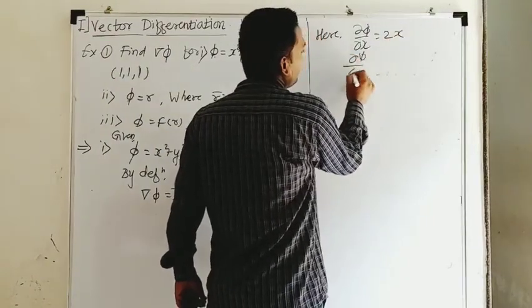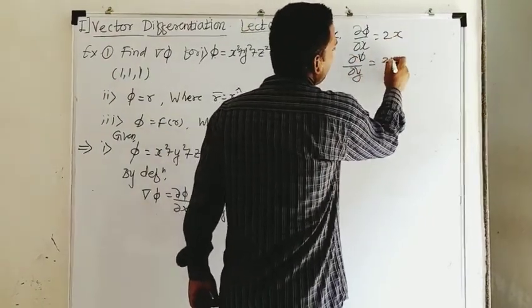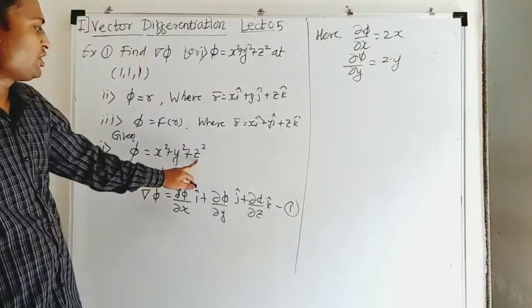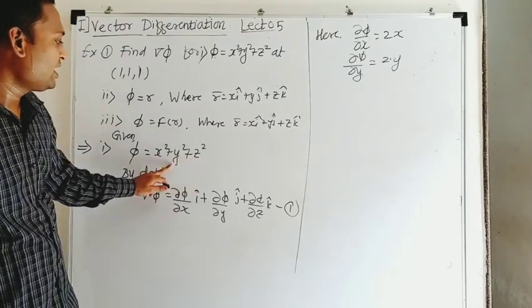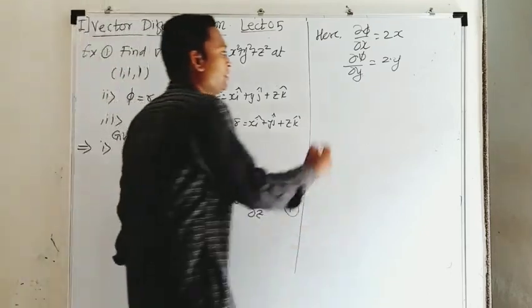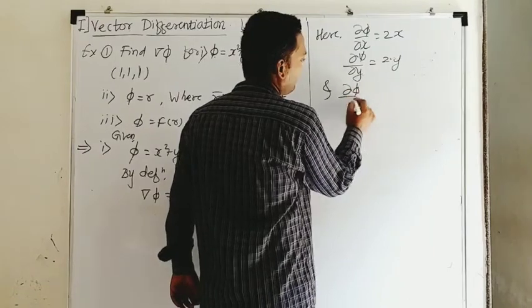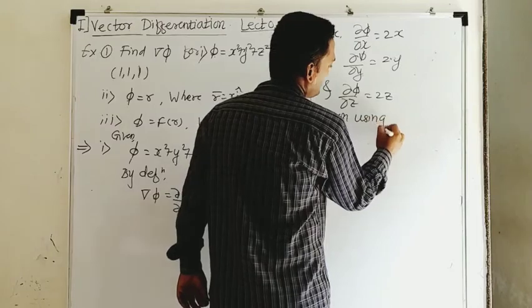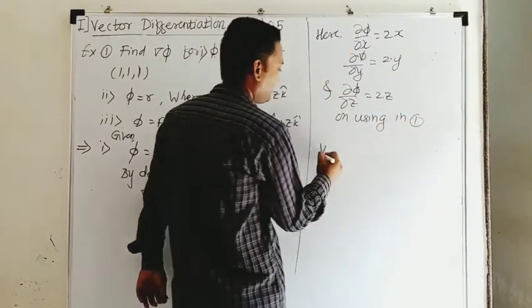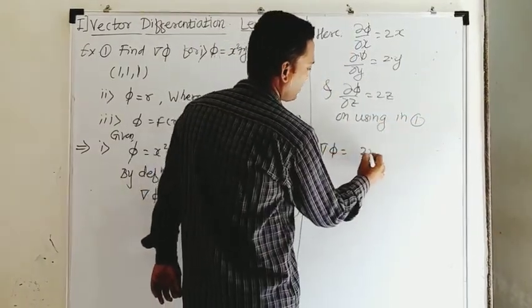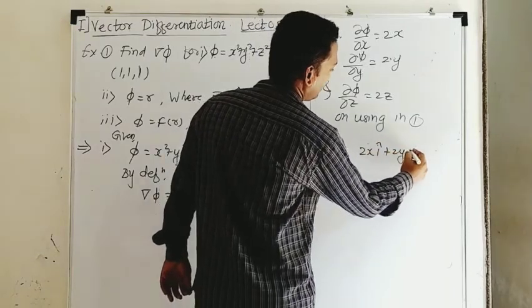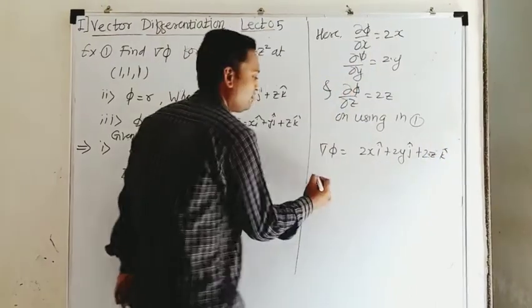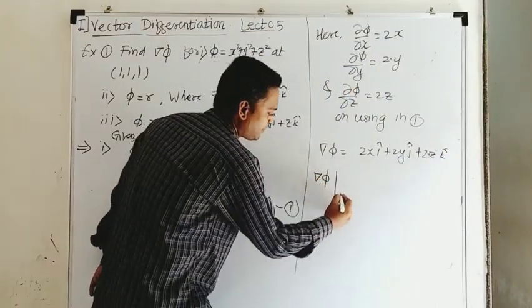Del phi by del y, similarly you can get as 2y, because the derivative of x square with respect to y will be 0, the derivative of z square with respect to y will be 0, and the derivative of y square with respect to y will be 2y. And similarly, del phi by del z will be 2z. On using these values in 1, we get del phi equal to 2xi plus 2yj plus 2zk. And we need the value of this del phi at the point 1, 1, 1.